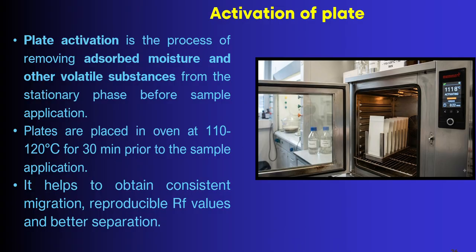Next step is activation of the plate. As silica gel is hygroscopic and it can absorb moisture from the atmosphere, excess moisture can alter the interaction between the analyte, stationary phase and mobile phase, which results in variation of RF values, band shape, and reproducibility of the result. So activation involves controlled heating of the plate in an oven at a temperature between 110 to 120 degrees for 30 minutes to remove the adsorbed moisture from the stationary phase.